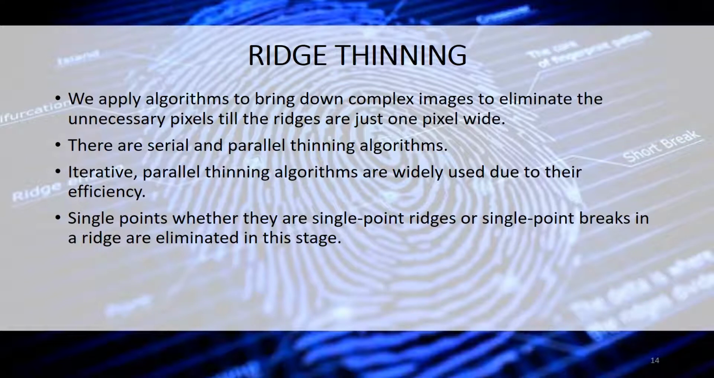Ridge thinning. We apply algorithms to bring down complex images, eliminating unnecessary pixels till the ridges are just 1 pixel wide. There are serial and parallel thinning algorithms. We use iterative parallel thinning algorithms because of their efficiency. Single points, whether there are single point ridges or single point breaks in a ridge, are eliminated during this process.